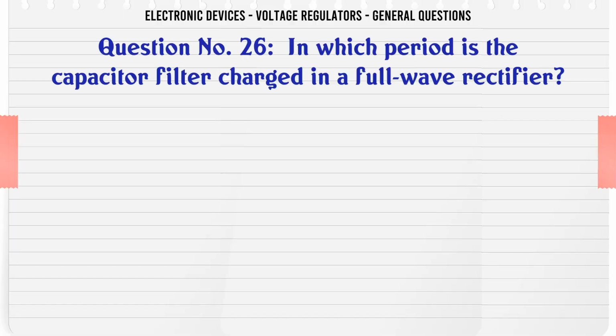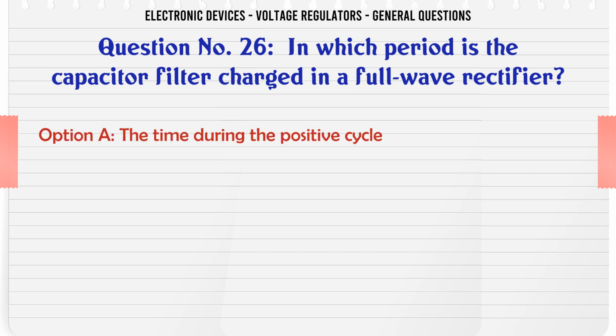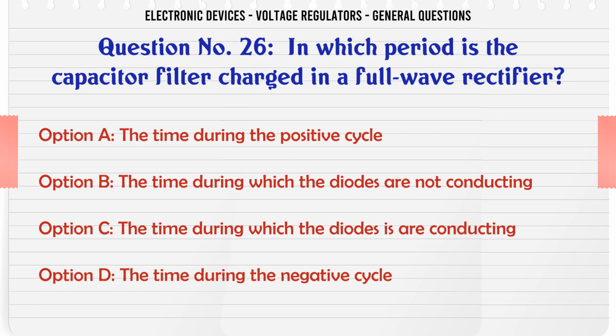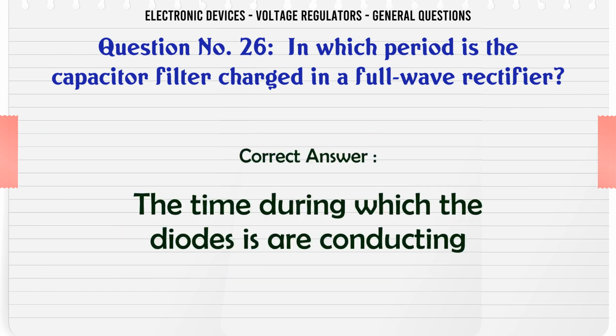In which period is the capacitor filter charged in a full wave rectifier? A. The time during the positive cycle, B. The time during which the diodes are not conducting, C. The time during which the diodes are conducting, D. The time during the negative cycle. The correct answer is the time during which the diodes are conducting.